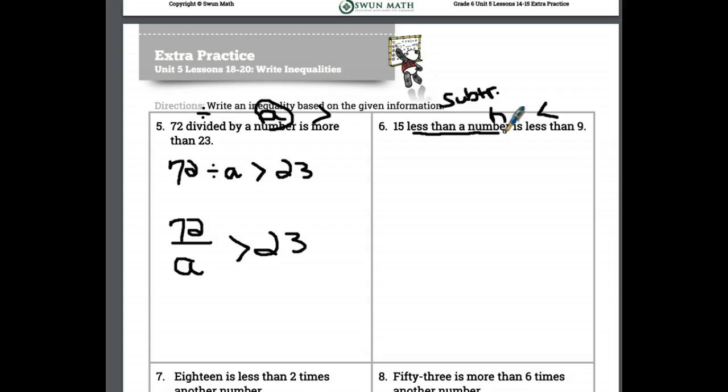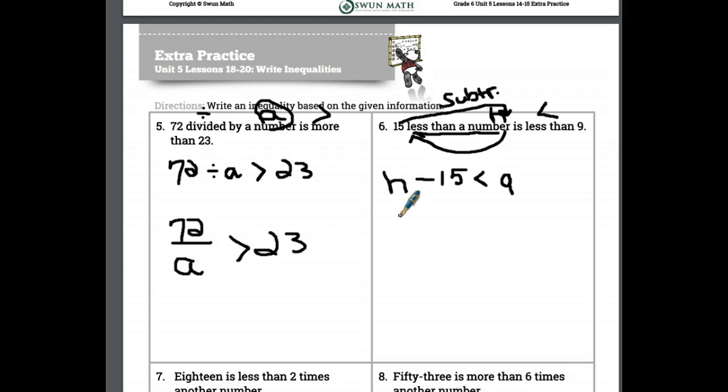But this variable is going to come first, and the 15 is going to go there. 15 less than a number. H subtract 15 is less than 9. Okay? So whatever the value of H is, that's what I am subtracting 15 from.